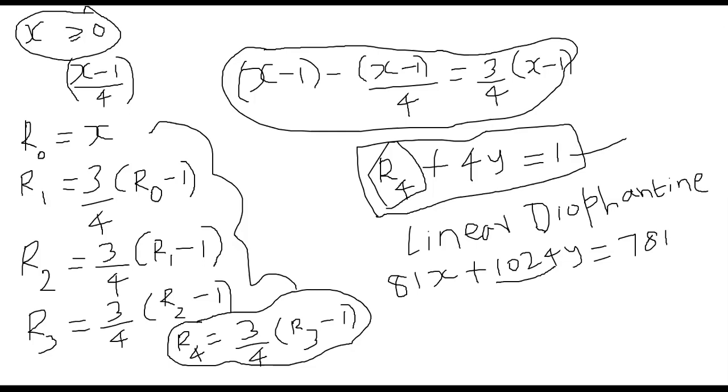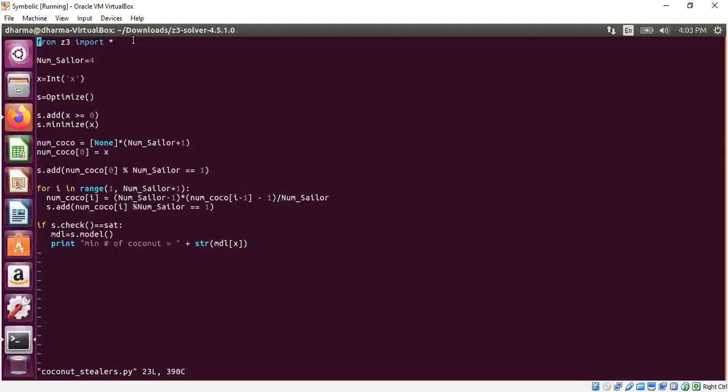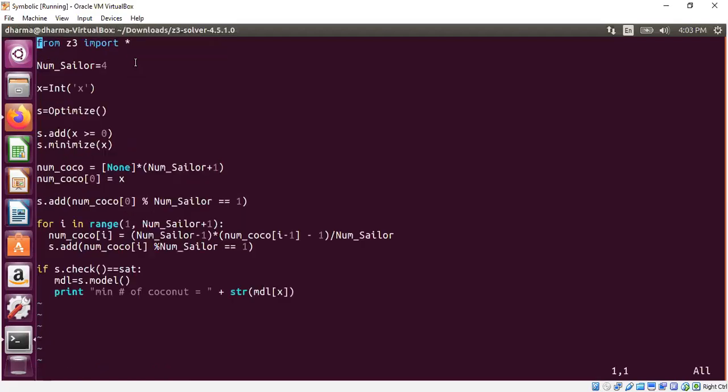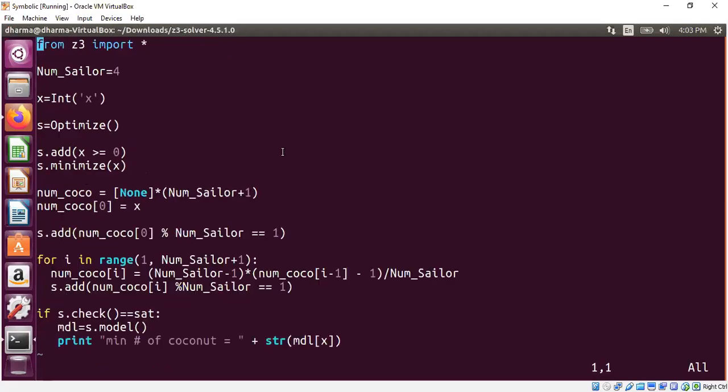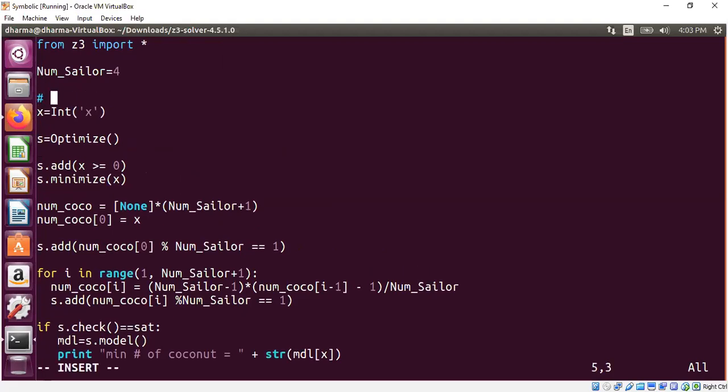I modeled it using the Z3 solver, and here is the model of the Z3 program. It's exactly the same as what I explained on my whiteboard. I have made it parameterized, so the model looks a little more abstract than actual numbers. I assume there are 4 sailors. That's the problem statement. X is the number of coconuts.